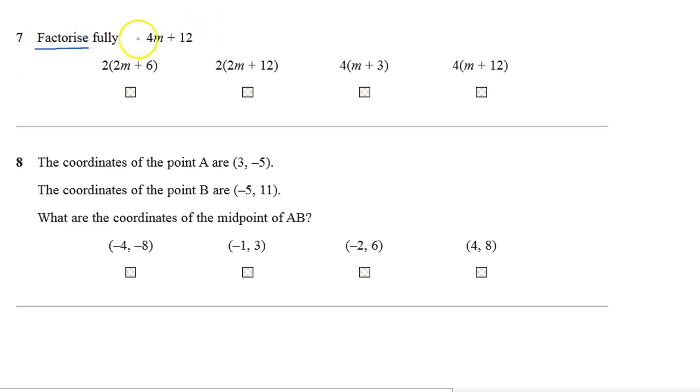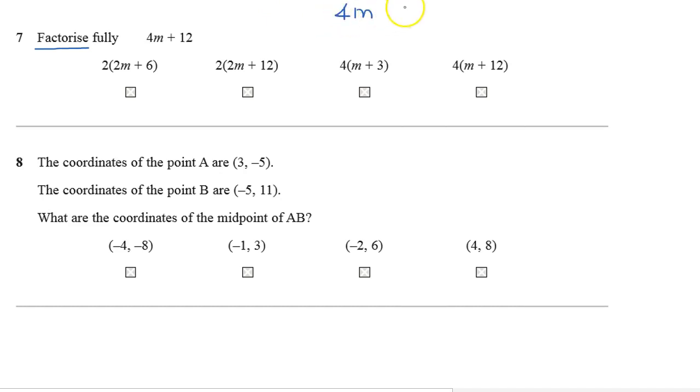Factorize. Factorize means whatever is common, in factorization you add the brackets, and in simplify you remove the brackets. So if there are no brackets and you have to factorize, it means you have to add these brackets.